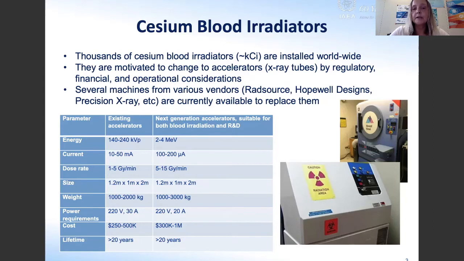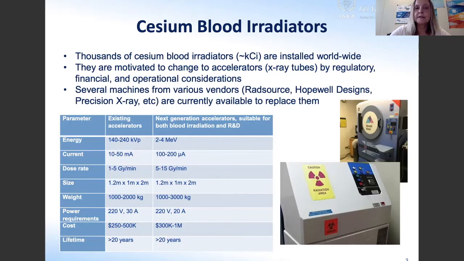But anyway, the takeaway point from this slide is that machines already exist to replace cesium blood irradiators. However, there is always an option to improve, and we hope that several companies which are manufacturing accelerators will continue working on it and develop nice machines.